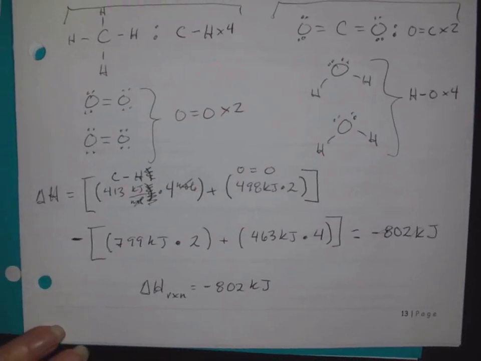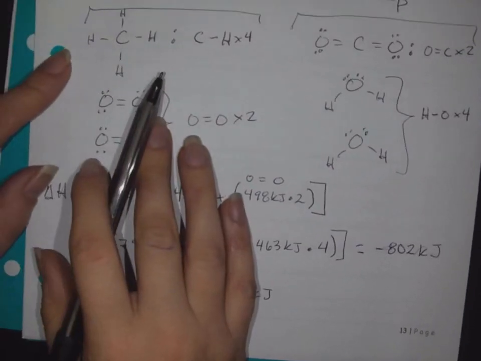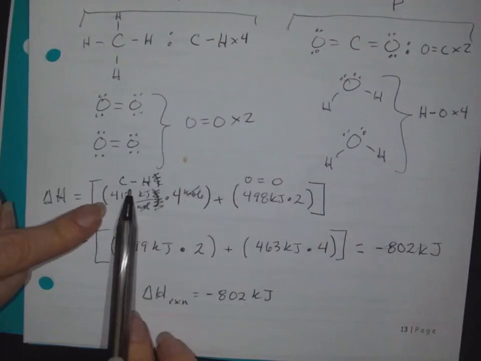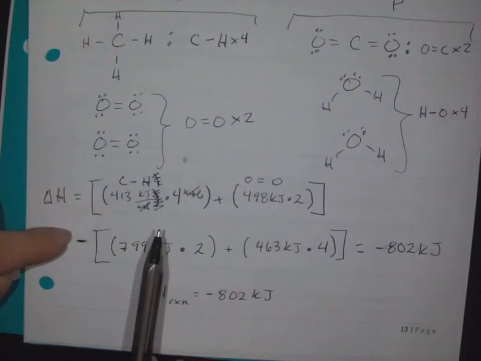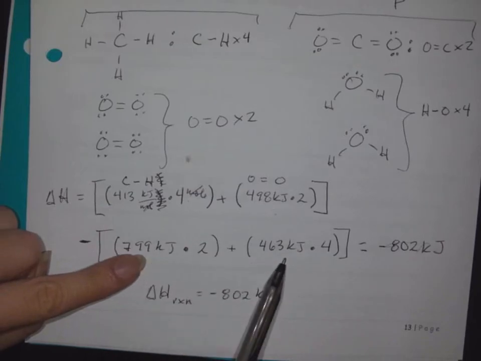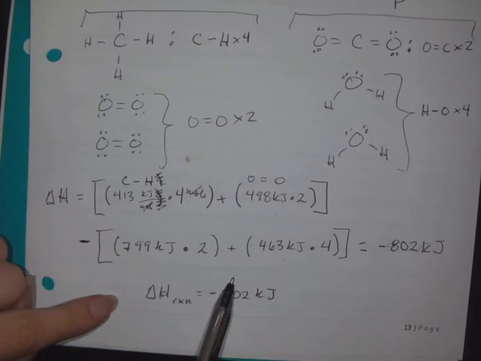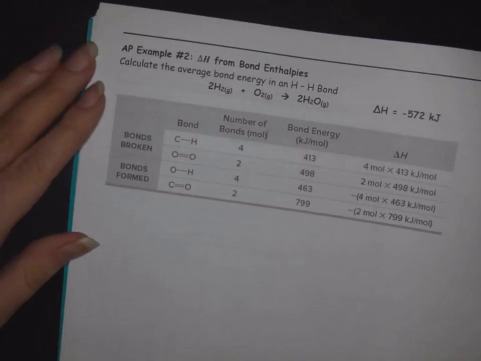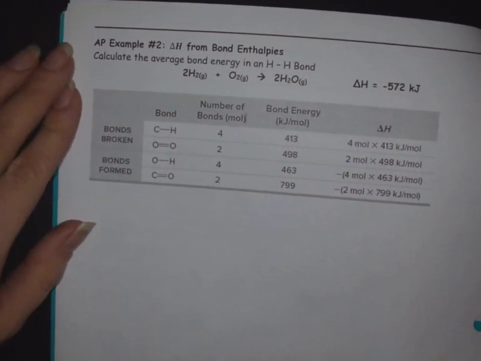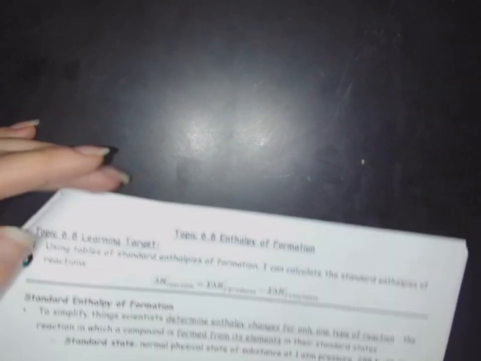Okay, so if you draw the Lewis dot structure, and you sum together the amount of energy of the bonds broken minus the amount of energy that's released when bonds are formed, that will tell you the delta H of the reaction. Okay, here is the second way of calculating delta H. We're going to save example number 2, and we're going to do that in class together.